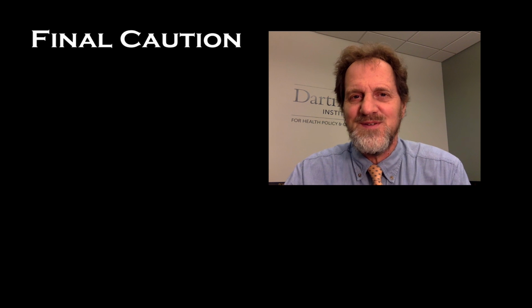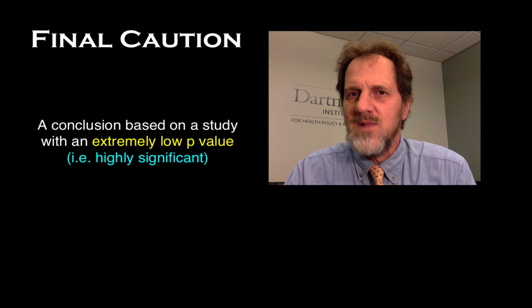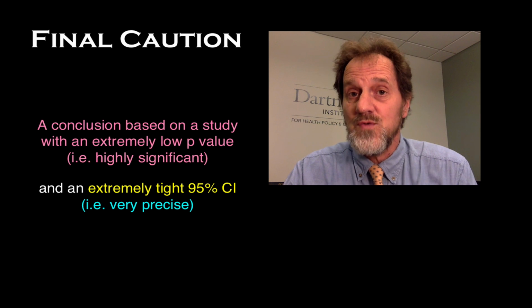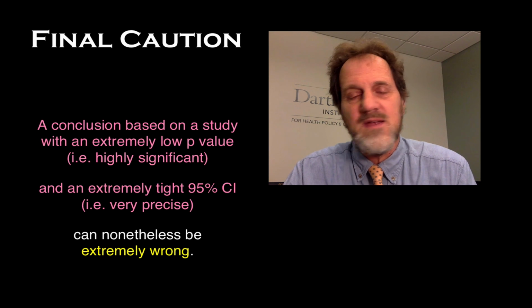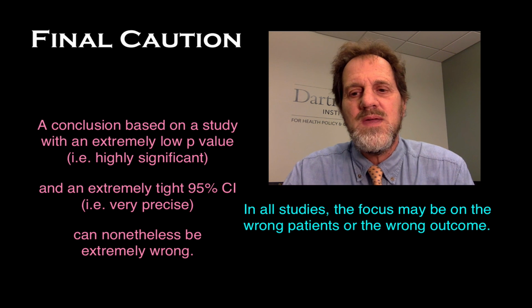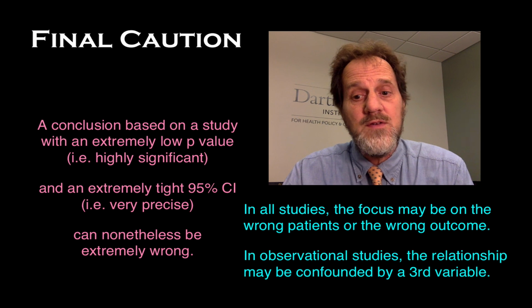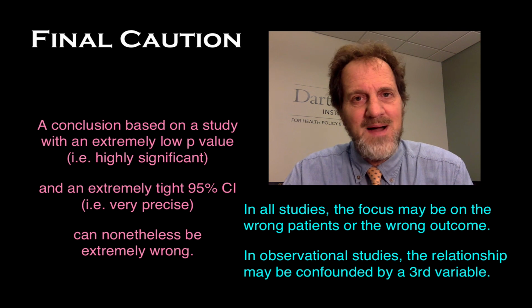One final caution. A conclusion based on a study with an extremely low p-value, that is highly significant, and an extremely tight 95% confidence interval, that is very precise, can nonetheless be extremely wrong. In all studies, the focus may be on the wrong patients or the wrong outcome. And in observational studies, the relationship may be confounded by a third variable. That's why you should care about the study design.